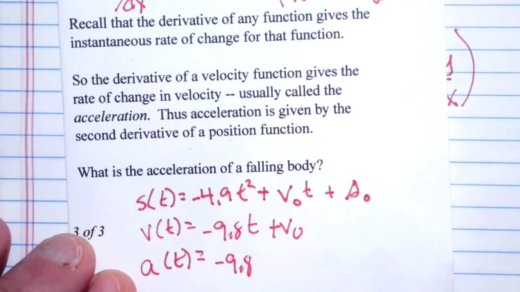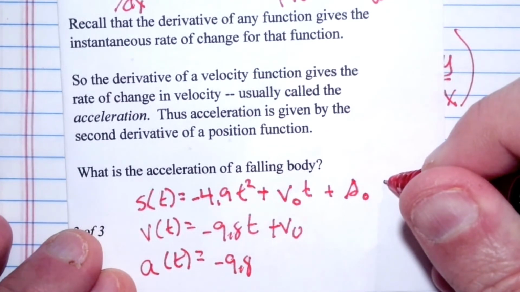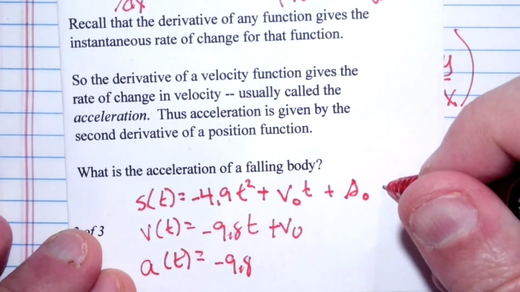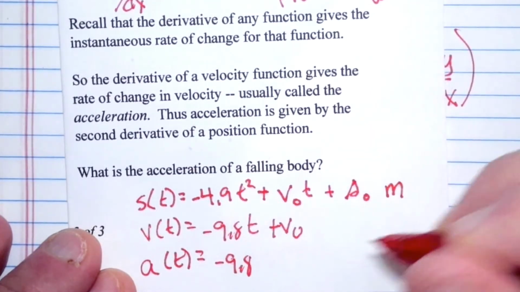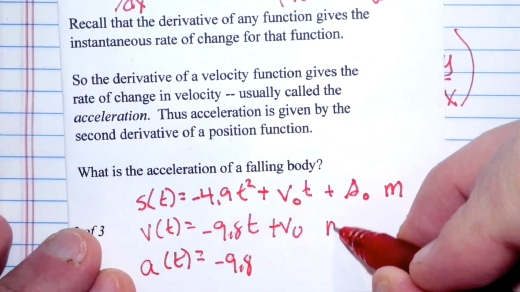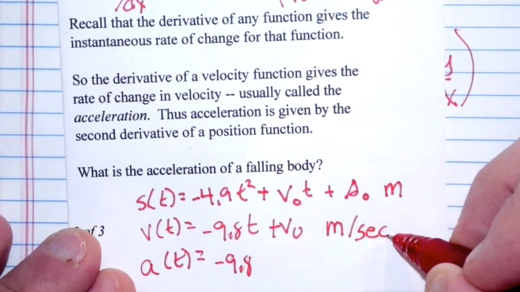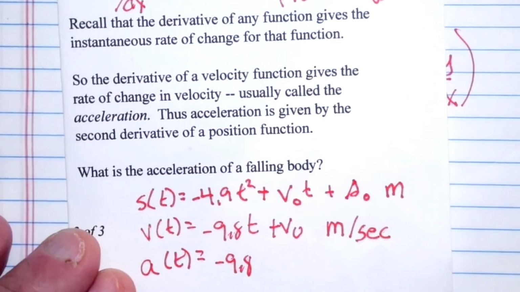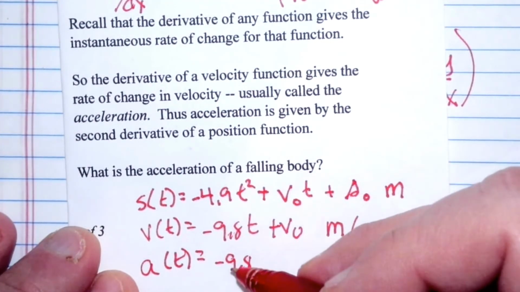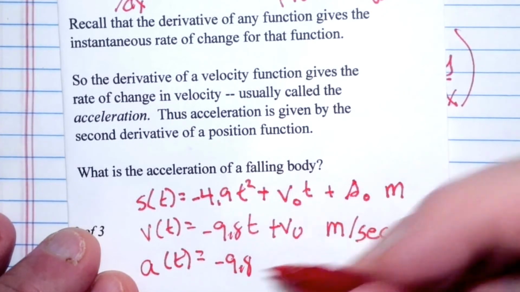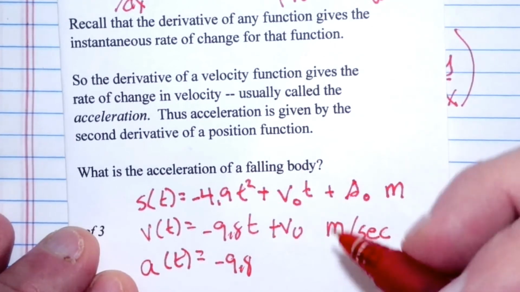Now just a word about units. Since we're using the metric system, this equation gives the position in meters, the velocity in meters per second, and then the acceleration would be in terms of, well, units of velocity per second squared.